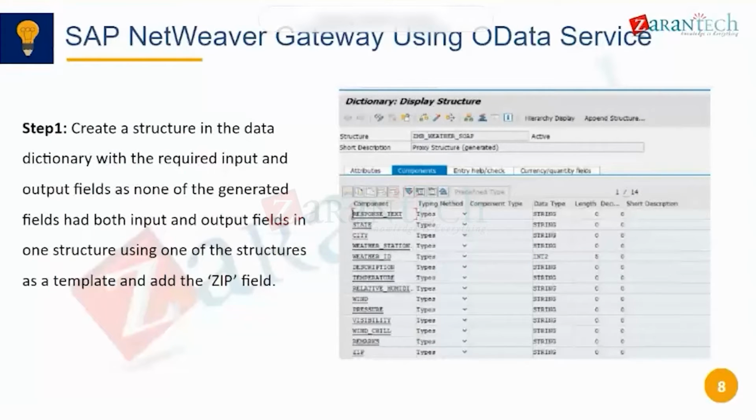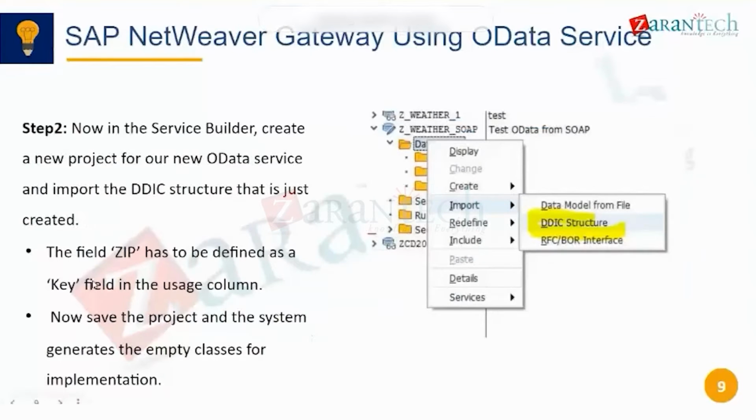Okay, of course you can't see it in the screen. Maybe it's in the... okay, you see it here, right? Zip at the bottom of this one. That's strange. Basically you can make one of these fields a key field. In the usage column, you can basically define this.